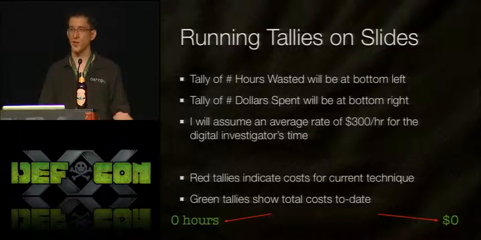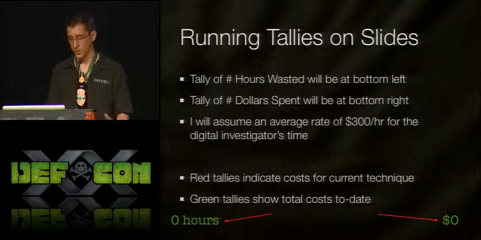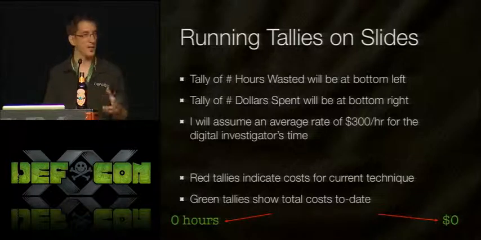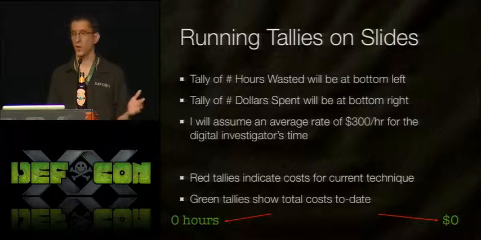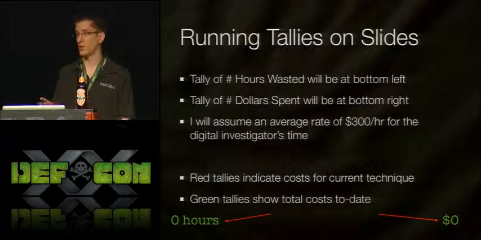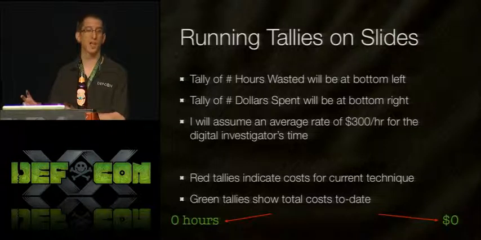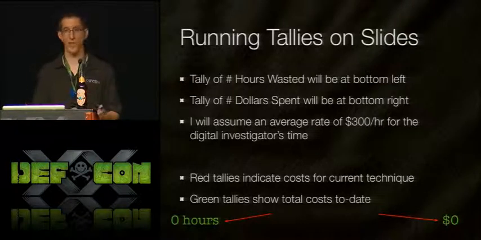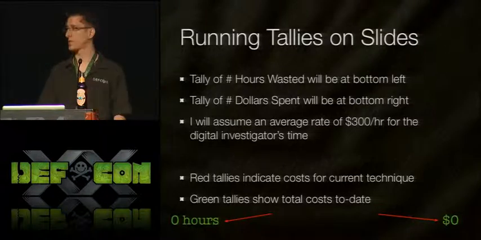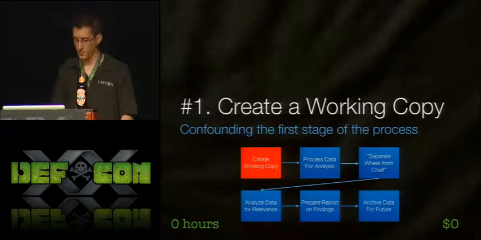Sure, there's investigators that are cheaper, and sure, there's definitely investigators that charge more per hour, but I'm going to adopt the rough average of about $300 an hour for the purposes of my calculations. The tallies are going to be green for running tallies, and for each individual technique that I'm going to show you, the tallies will be red, so you can see that this one technique cost this much, and the next slide, the green tallies will show you the overall cost. So without further ado, let's get started.